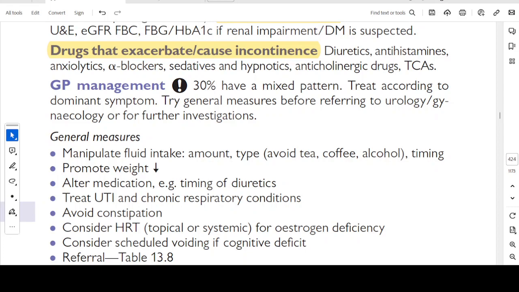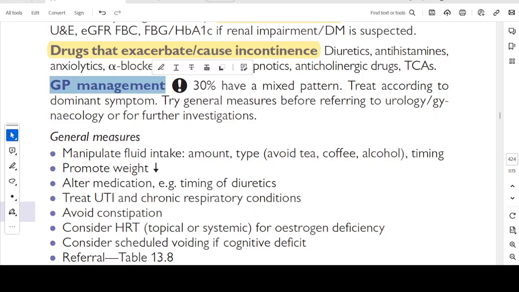So, diuretics, antihistamines, anxiolytics, alpha blockers, sedatives, hypnotics and anticholinergic drugs, tricyclic antidepressants. TCAs have anticholinergic side effects. Sedatives and hypnotics, alpha blockers, anxiolytics, antihistamines and diuretics. These are the drugs that exacerbate or cause incontinence.